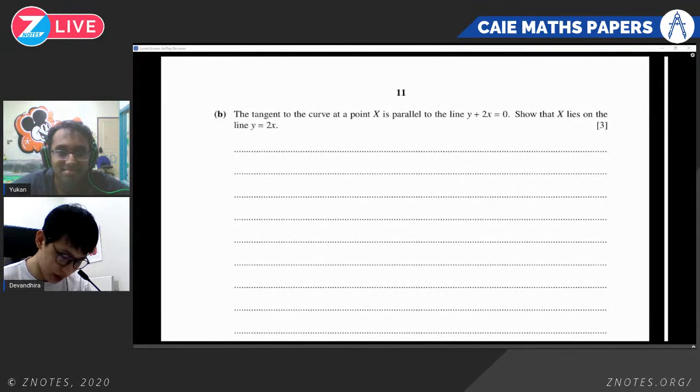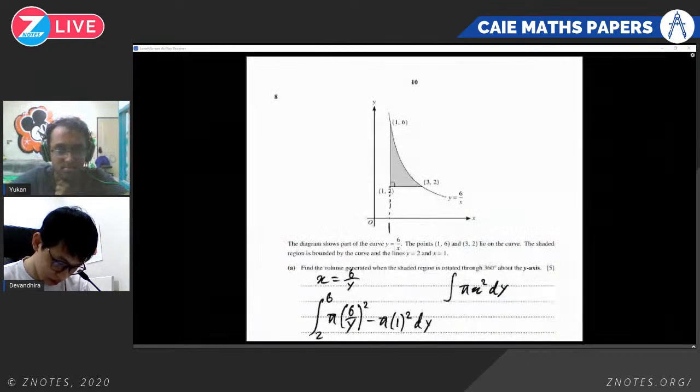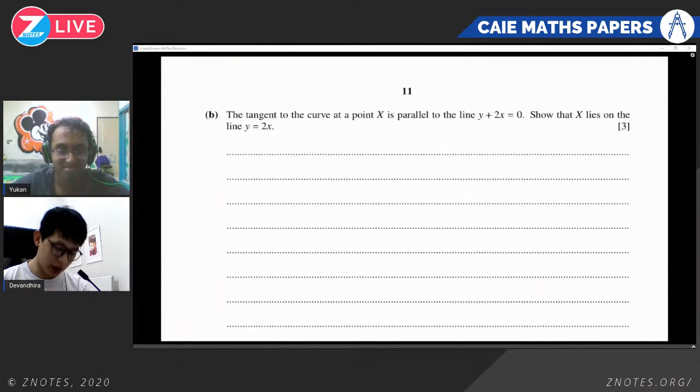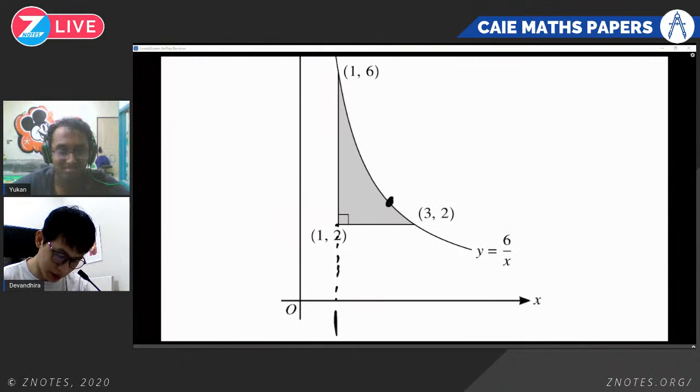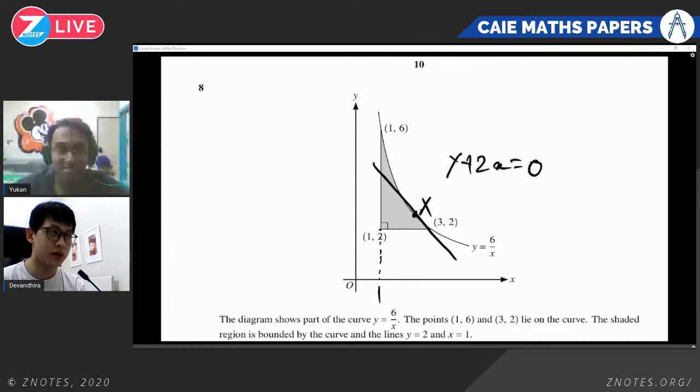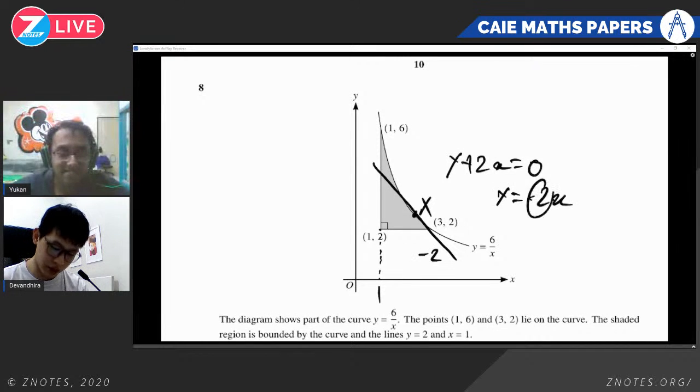The tangent to the curve at a point x is parallel to the line y plus 2x is equal to 0. Show that x lies on the line y is equal to 2x. Sure, why not? Basically, in the curve, there is a point x. Let's say I don't know where x is. Maybe x is right here, such that the tangent, let's say this is the tangent right here, is parallel to y plus 2x equals 0. That means the gradient has to be negative 2, because the line has a negative 2 gradient right here.